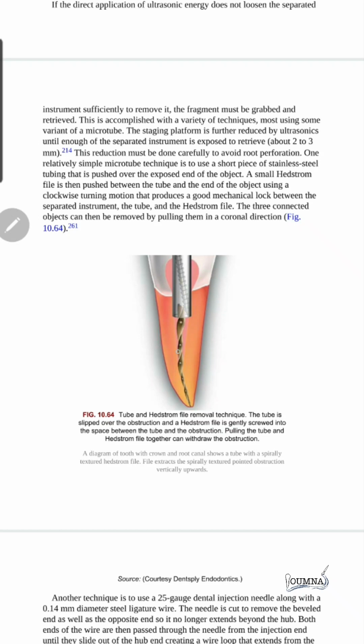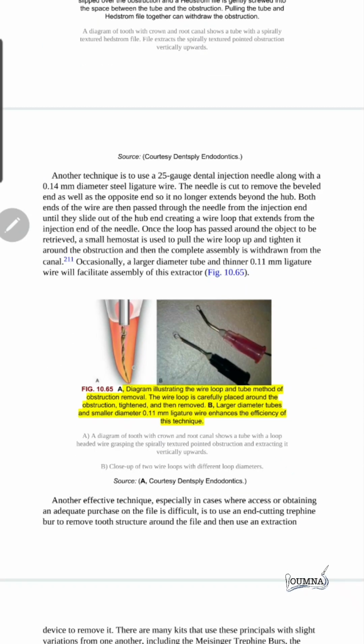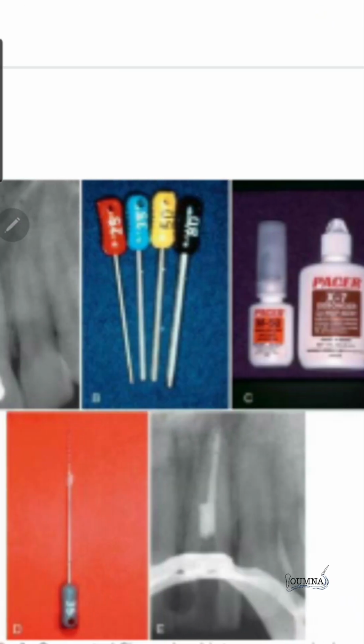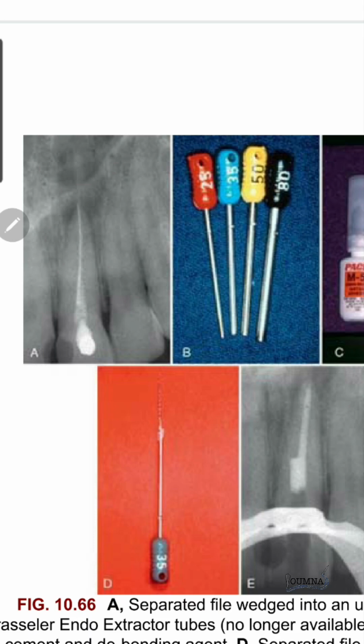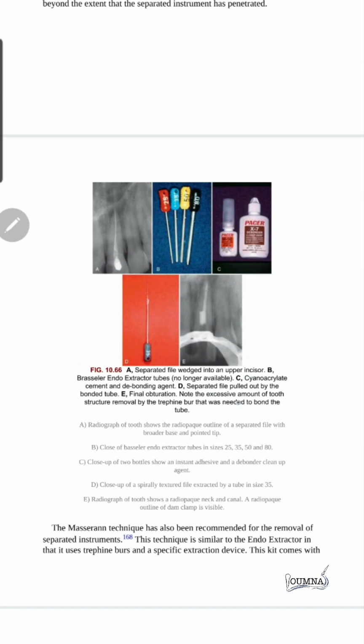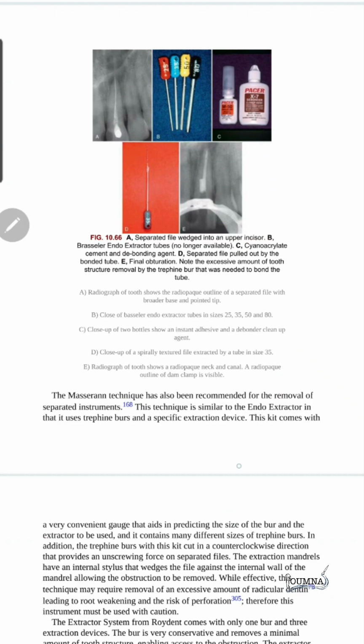This is one of the methods, using the Masserann tube and inserting with it the headstrom file. The tube is slipped over the obstruction, and the headstrom file is gently screwed into the space between the tube and the obstruction. Pulling the tube and headstrom file together can withdraw the obstruction. Also, we can use the BTR pen to grab the file after we do some loosening of the separated instrument using the ultrasonic tip. We can use the adhesive with spreaders to try to remove the separated instrument. It is a method, I think especially useful if the instrument is beyond the apical portion of the tooth.